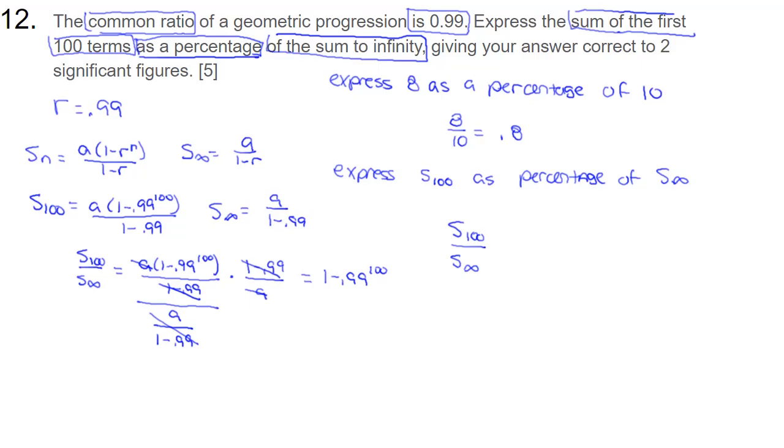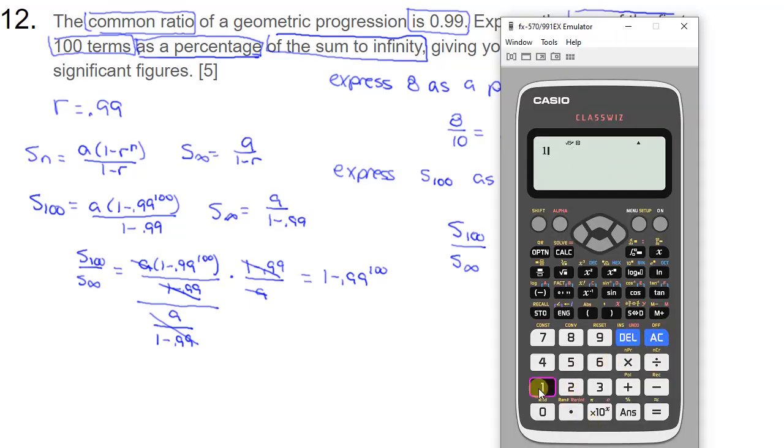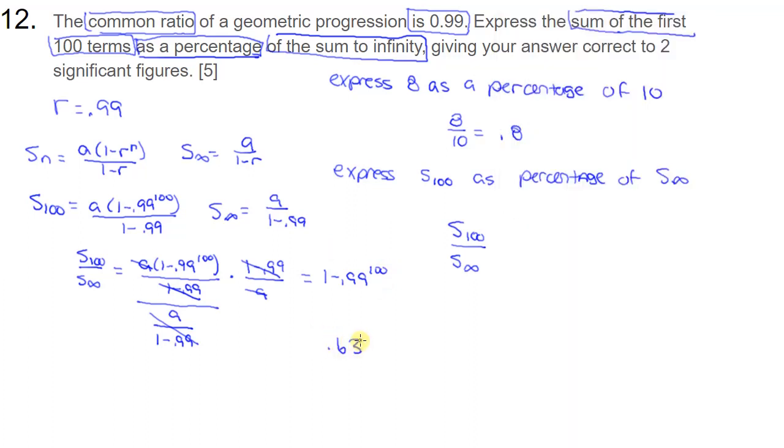And see, that's all I got to do now. Take my calculator and figure out what that is. 1 minus 0.99 to the 100th. And that gives me this decimal here, 0.6339. So if I have 0.6339, they want me to round to two significant figures. If I express it as a percent, that's going to be 63.39%. But if we want two significant figures, that's only going to be 63%, or if I write it as a decimal, it'll be 0.63.